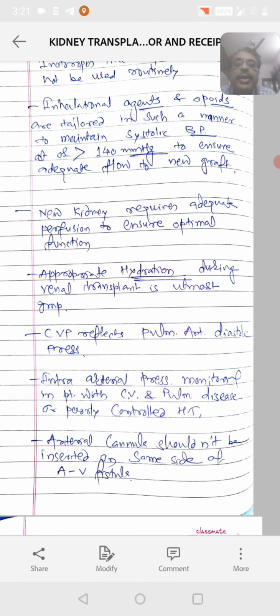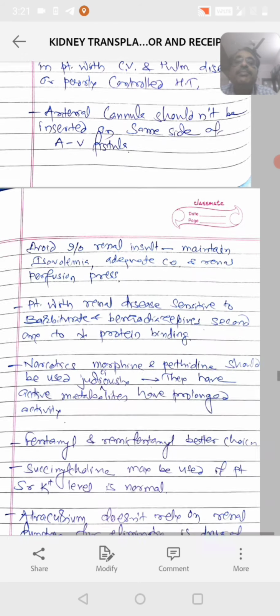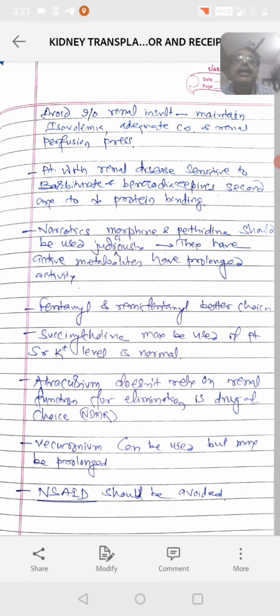Intra-arterial pressure monitoring should be done in patients with cardiovascular and pulmonary disease or poorly controlled hypertension. The arterial cannula should not be inserted on the same side as the AV fistula. Avoid intraoperative renal insult. Maintain isovolemia, adequate cardiac output, and renal perfusion pressure.